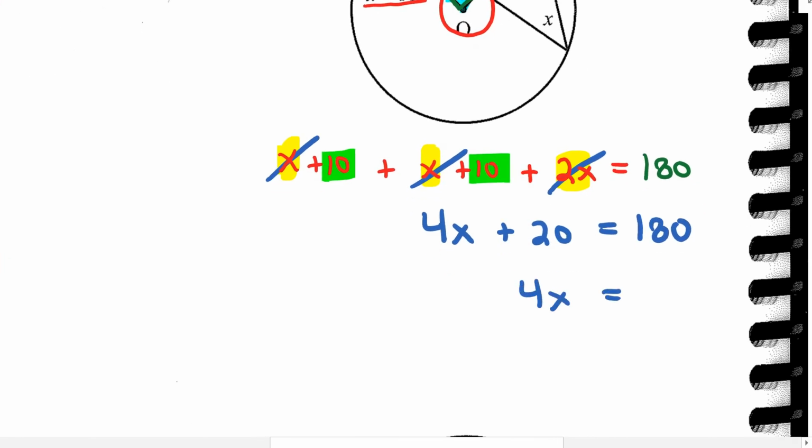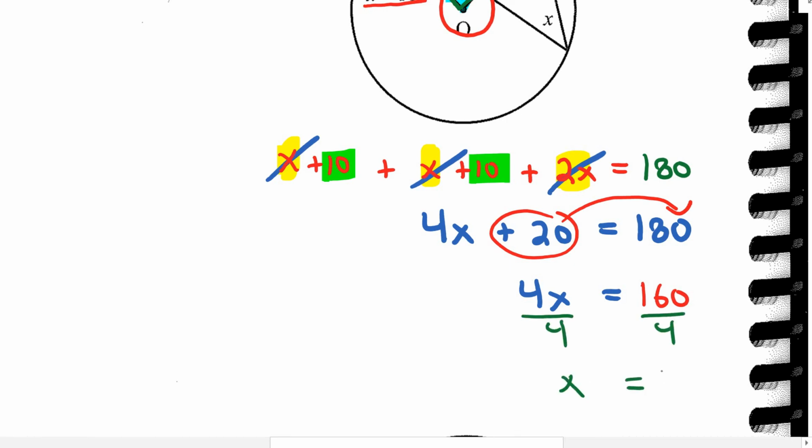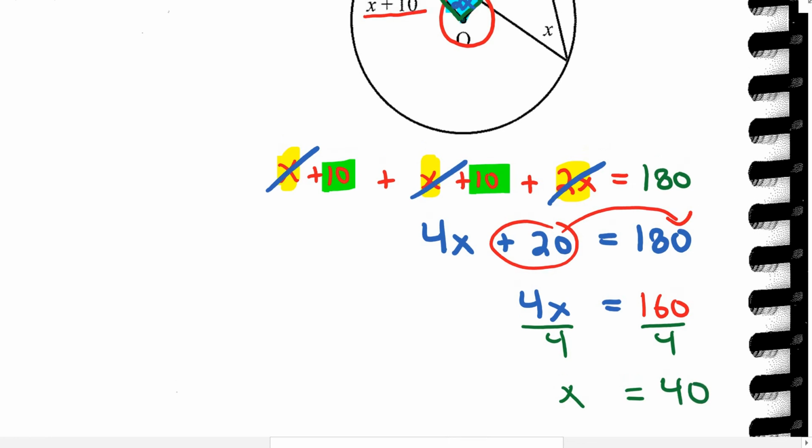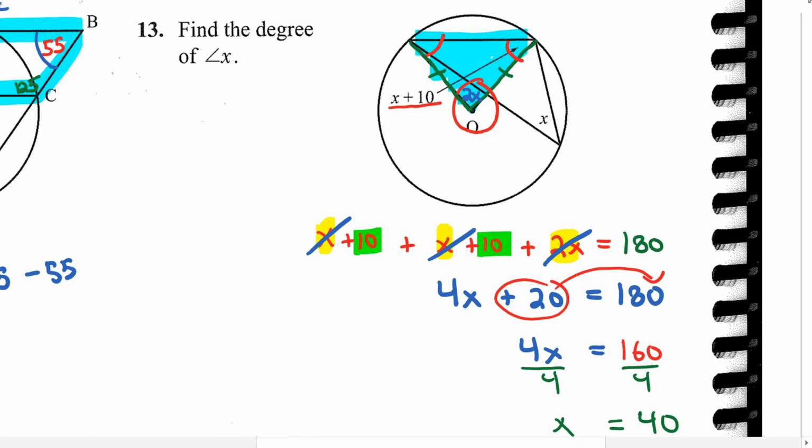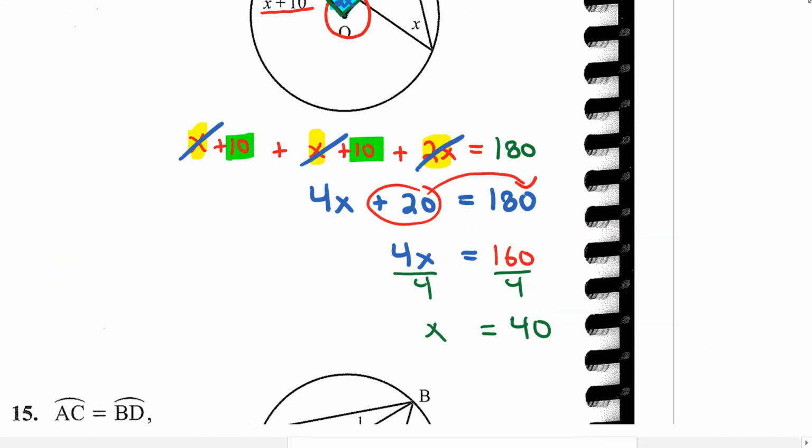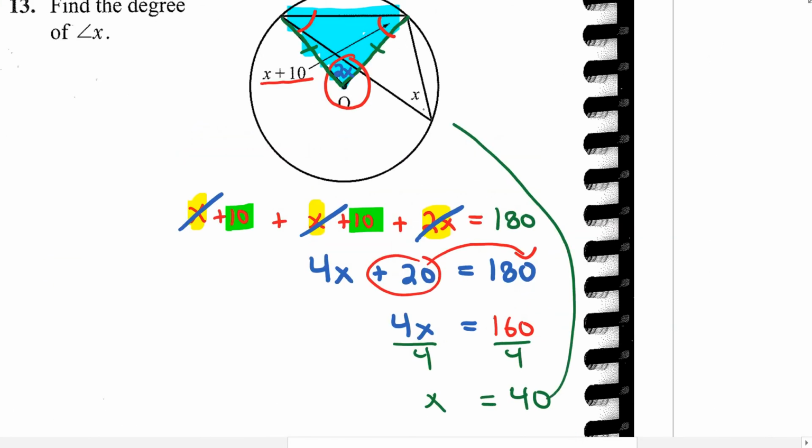This is going to be 4x. And if I take my 20 and move it to the other side, 180 minus 20 is going to be 160. And then I can divide both sides by 4. And x is going to equal 40. Okay, so x equals 40. And what do we need to find? Yeah, just x, right? So the final answer there is going to be 40 degrees for that particular x value.